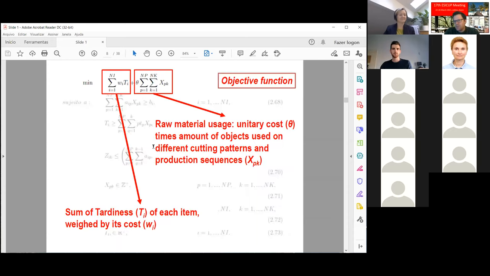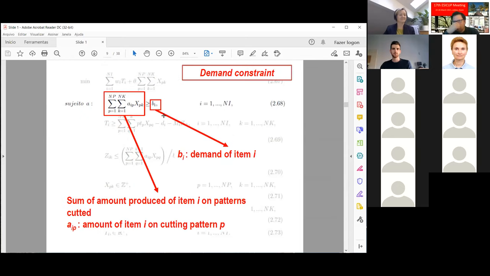Here we have the objective function with these two costs. So we have the tardiness cost weighted for each item, and then raw material costs. Have in mind that the objects are homogeneous, so they have the same costs, and it's the sum of the cutting patterns used, the amounts of cutting patterns used. We have a demand constraint that must be met according to the demand of the items I.